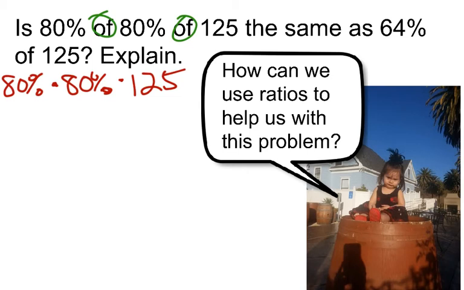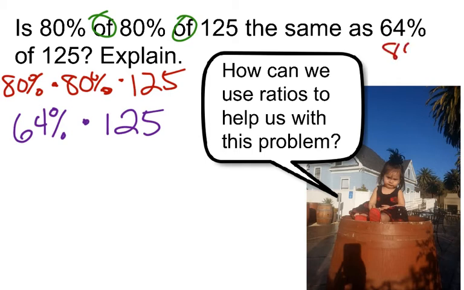For the second one, we have 64% of 125. This is a problem where looking at it as fractions is a little bit easier than looking at it as decimals, I think. So let's think of 80%. 80 over 100 is 80%. Can we reduce that? Yes, we can. We can reduce it to 8/10, and then hopefully you notice that 8/10 can also be reduced to 4/5.